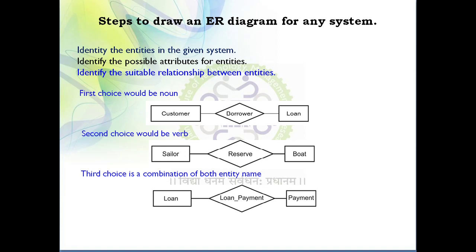So I hope you understand all these concepts. In today's lecture, we have discussed the concept of extended ER features, which involves generalization, specialization, and aggregation. Then we discussed the concept of weak entity and strong entity. And finally, we discussed what are the steps that we need to follow while drawing an ER diagram, and what are the things that we need to consider while drawing an ER diagram.